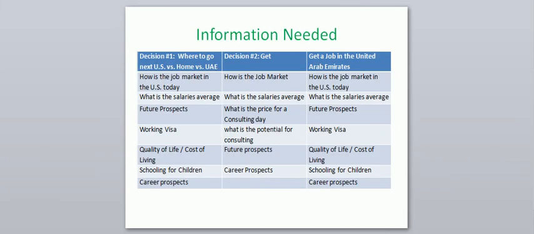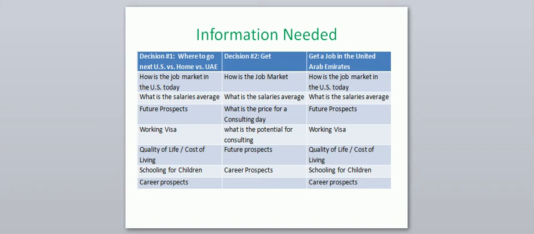The information needed. As we can see, for decision number 1, I need to know how is the job market today in the US, what is the salary average, and what are the future prospects. If a work visa is possible, and information about the quality of life, cost of living, and schooling for children being important. For decision number 2, I need to know how is the job market as well at home, and what is the average salary, what is the price for a consulting day, and what is the potential for consulting business in order to compare it with the salary. And finally, I need to know the future prospects.